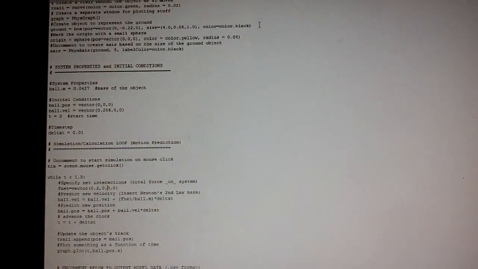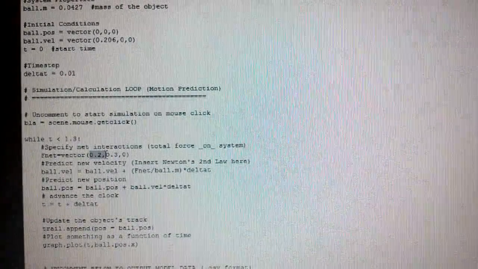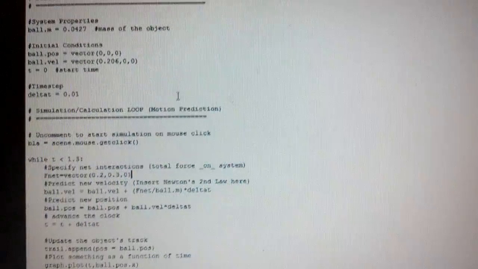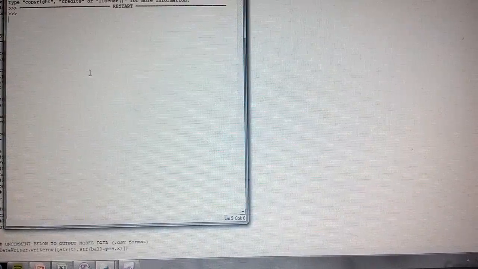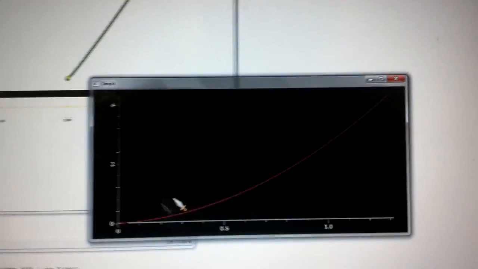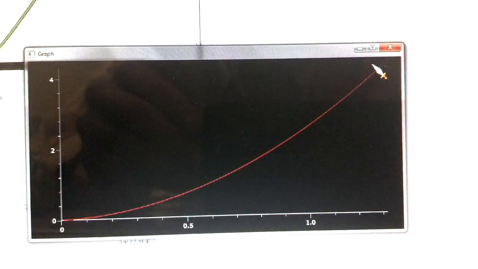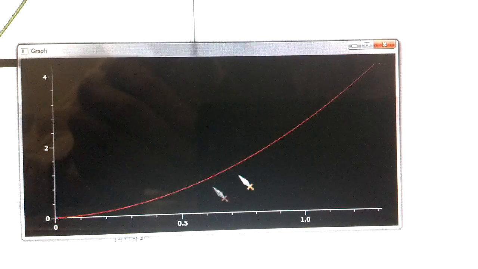So in order to give a visual example of a net force that is not equal to 0, I just changed the F net vector to a 0.2 net force in the x direction and 0.3 in the y direction. And the result should be very different from the previous example. Alright, as you can see, the path is definitely not linear. It's almost parabolic in shape, and that's because of the net force not being equal to 0.